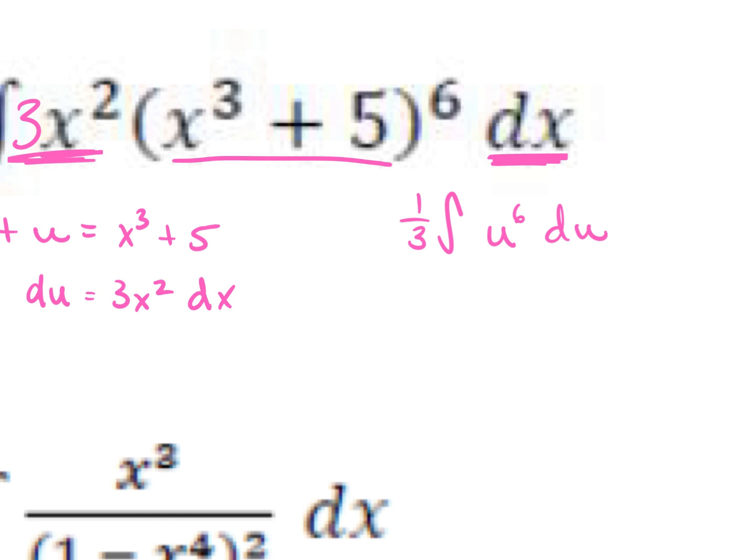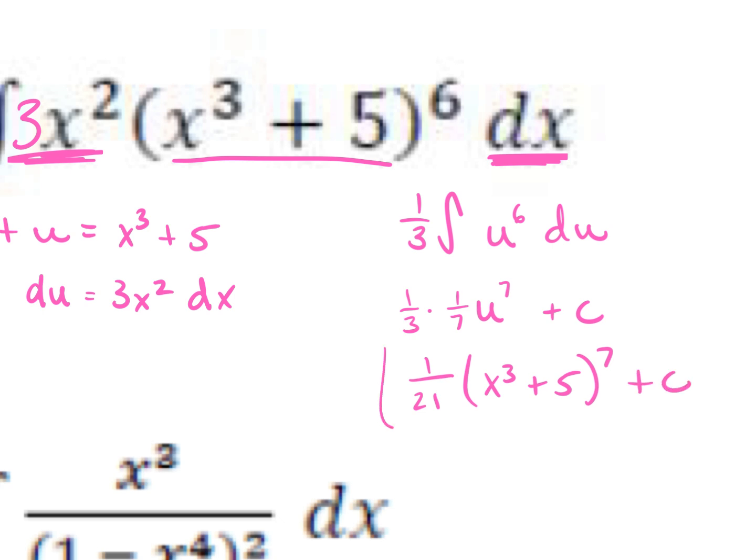So now we can take our antiderivative. We add 1 to the exponent, divide by our new exponent. So this would be u to the 7th power times 1/7 times 1/3 plus c. So we get 1/21 times, we got to plug back in the x's. So x cubed plus 5 to the 7th power plus c.